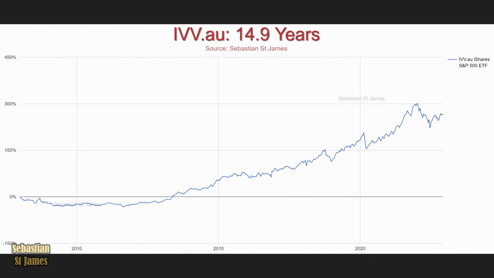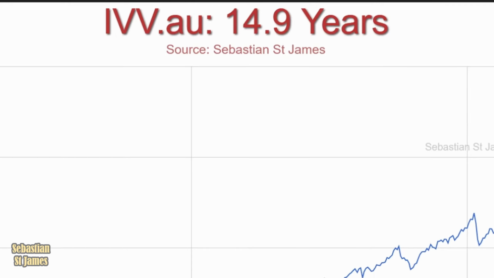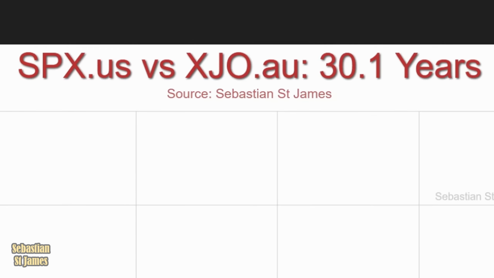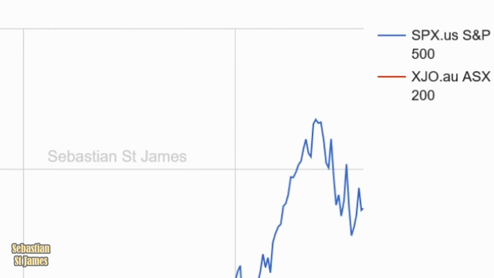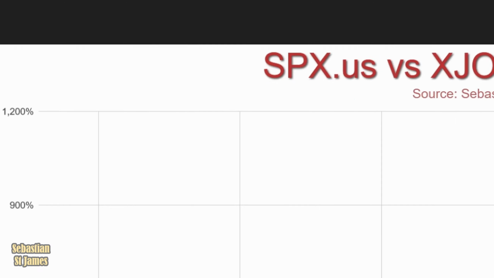This is the IVV, the Australian version of it, over the last 14.9 years, and that's a graph. Wow, there you go. This is the SPX, or the S&P 500, versus the XJO, which is the ASX 200, over the last 30.1 years. Wow, that's longer than I've been alive. Once again in percentage, starting at 0.